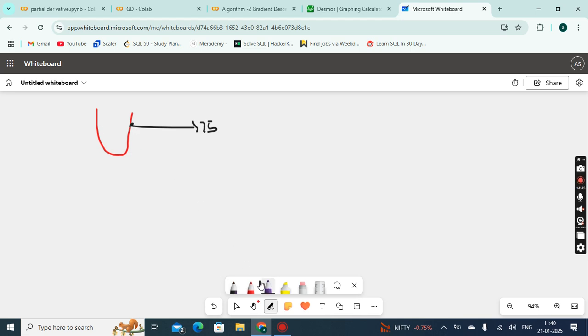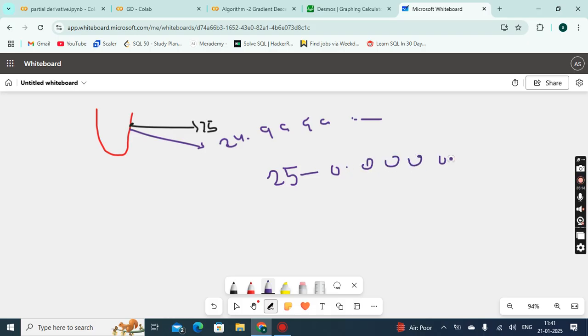I will be taking one more point which is very near to that point, let's say around 24.9999. Basically, I am just subtracting a very small amount, 0.0000 something and 1, from 25. So I'm just taking a very negligible step.